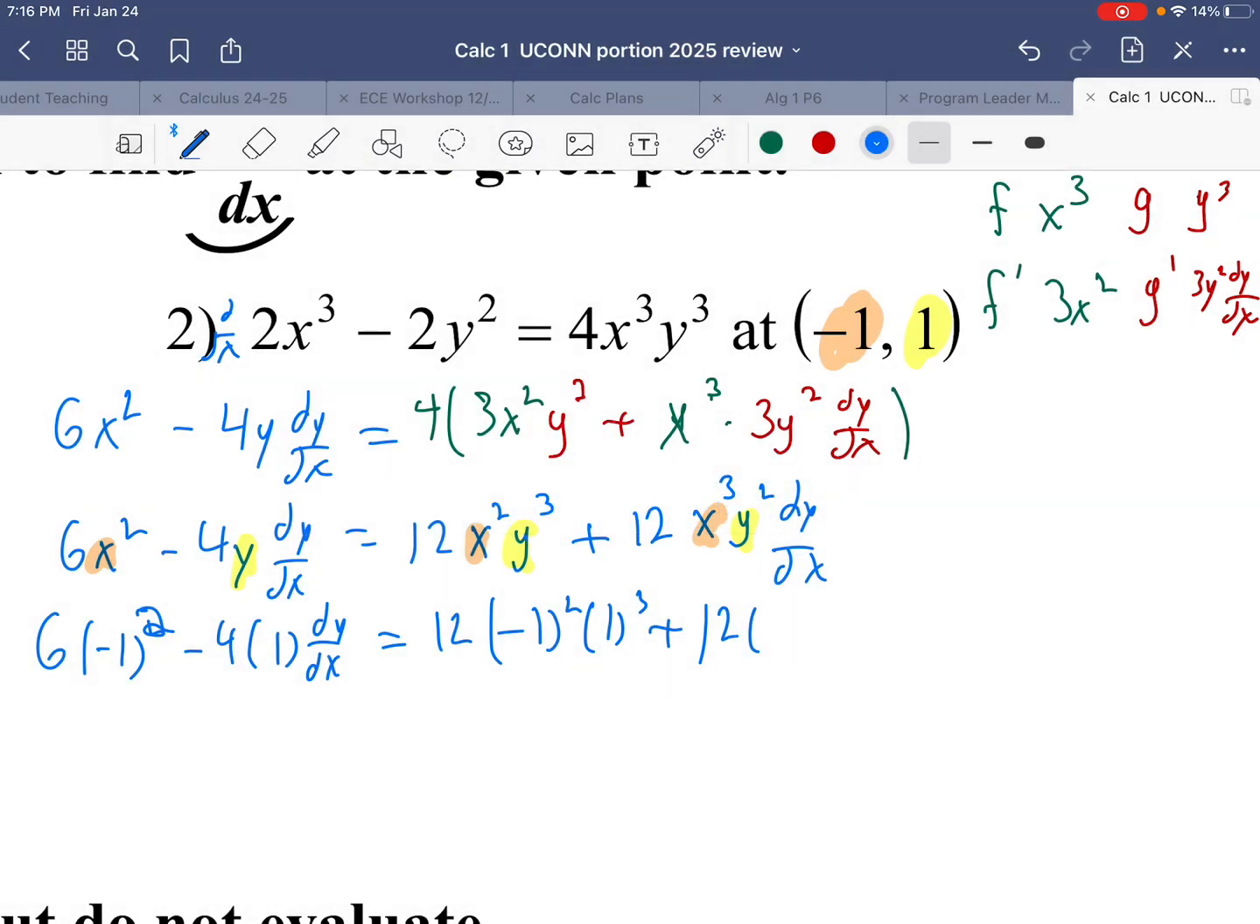Plus 12 times negative 1 cubed times 1 squared dy dx. All right, negative 1 squared is going to be a positive 1, so this is 6 minus 4 dy dx on the left side of the equation. I wrote this a little sloppy, but this is negative 1 squared, so it's a positive 1. So this is just a positive 12. Negative 1 cubed will be negative 1 times 12 is minus 12 times 1 squared is still minus 12 dy dx.